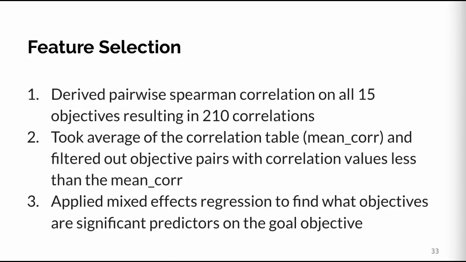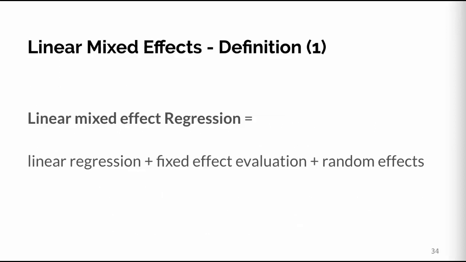We perform pairwise Spearman correlation on all 15 objectives, resulting in 210 correlations. Next, we found the average of the correlation table, which we'll call mean corr, and filtered out objective pairs with correlation value less than the mean corr. Next, we used mixed effect regression to find what objectives are significant predictors of the goal objective.